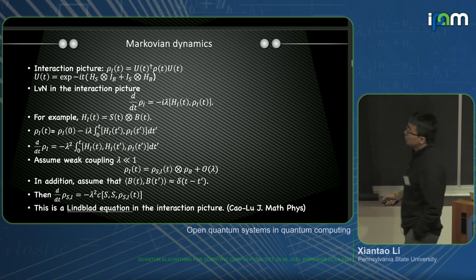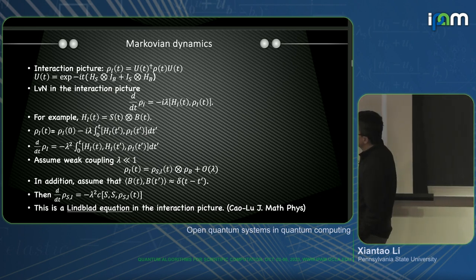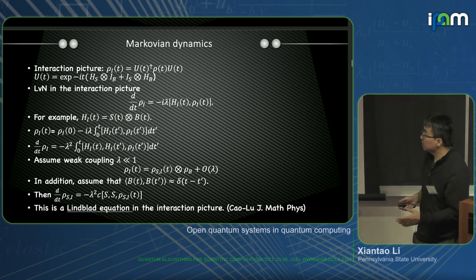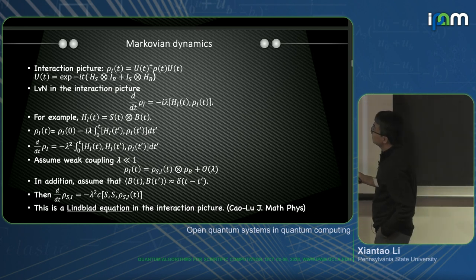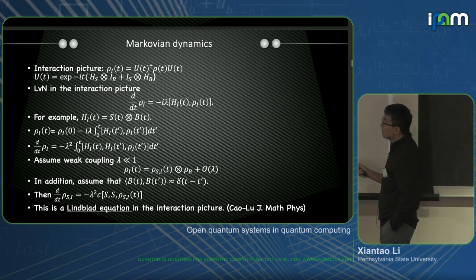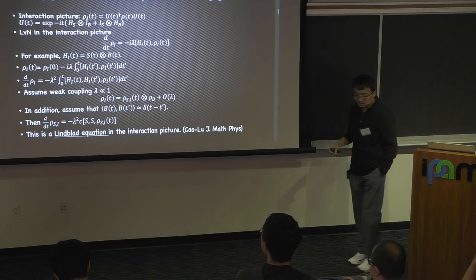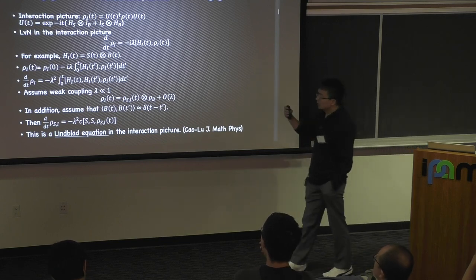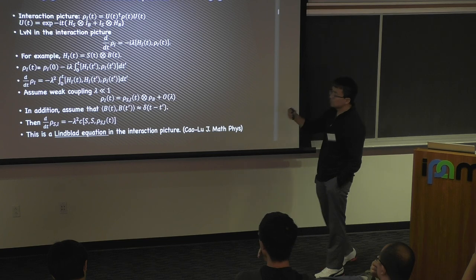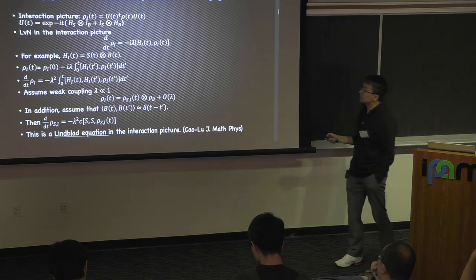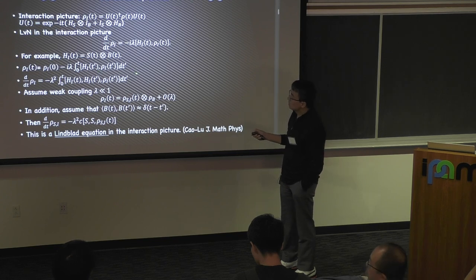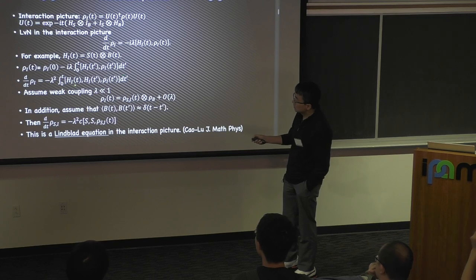And to derive the Lindblad equation, one usually needs two assumptions. One is the weak coupling, where you assume that this lambda is much, much less than one. And the other assumption is that the time scale associated with the bath dynamics is much faster, right? And you can see that from here. What you can do is write your solution in this integral form and then plug it back in. And so you're going to come up with this equation, okay?